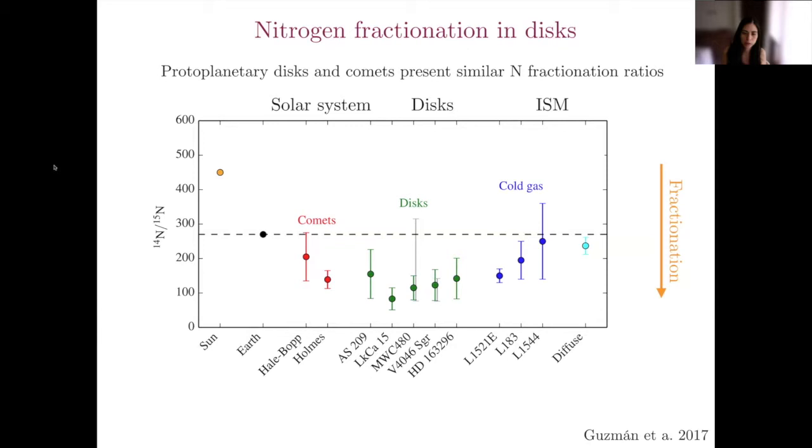However, we cannot really rule out the possibility of chemical reprocessing in the disk, and this would change, for example, the profile of the fractionation ratio that we see as a function of radius in the disk.